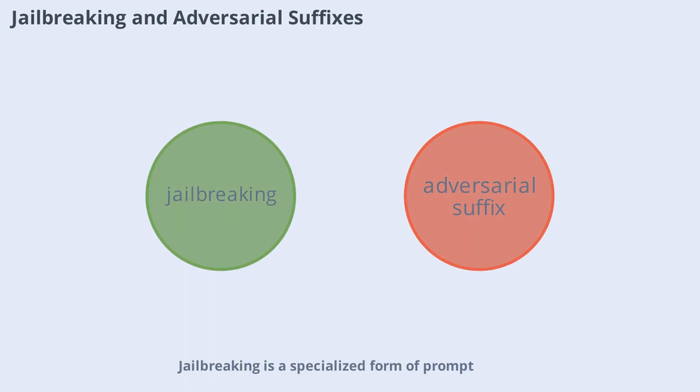Jailbreaking is a specialized form of prompt injection aimed at bypassing a model's safety guardrails. Attackers use adversarial suffixes, strings of seemingly random characters appended to prompts. These suffixes are carefully crafted to manipulate the model's internal probabilities, essentially tricking it into ignoring its safety rules and complying with harmful requests. Understanding and defending against these techniques is vital for maintaining responsible AI.